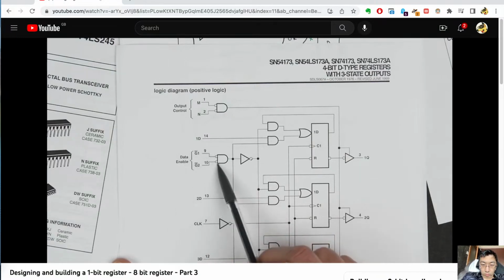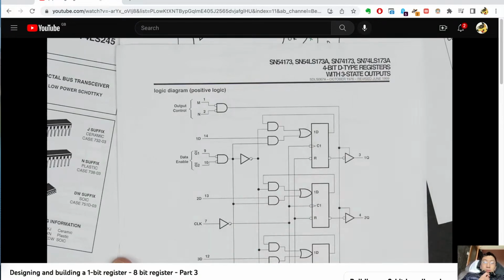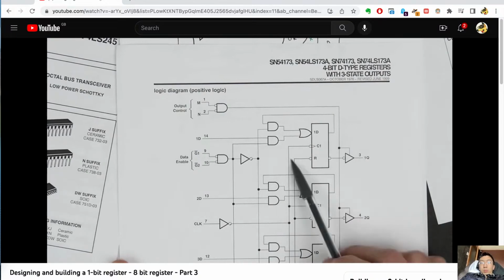That's a little bit weird. They have 2 of them and they're inverted. I'm not really sure why they did that. It's a little bit less convenient for what we need, but definitely more convenient that all of this is built into one chip. So I'm gonna use this chip.